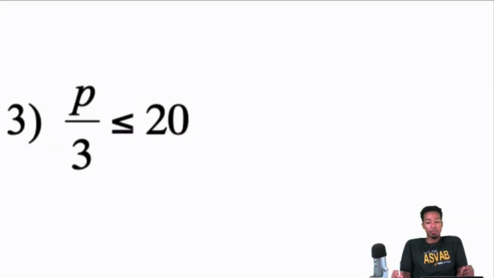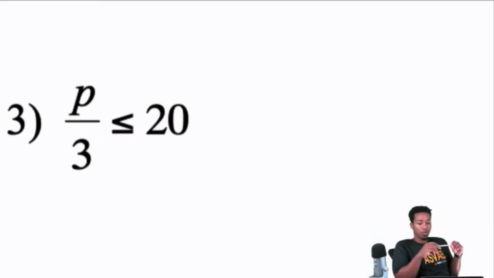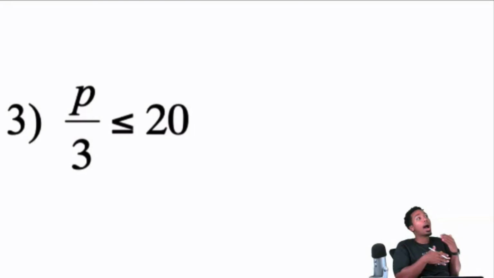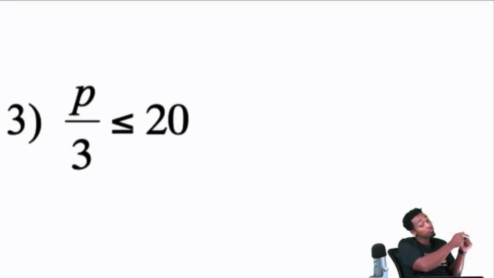Here's another problem, everybody. P divided by 3 is less than or equal to 20. Everybody, what operation is currently happening to the P? Yep, a division by 3. So everyone, the opposite operation of division by 3 would be multiply by 3 where?